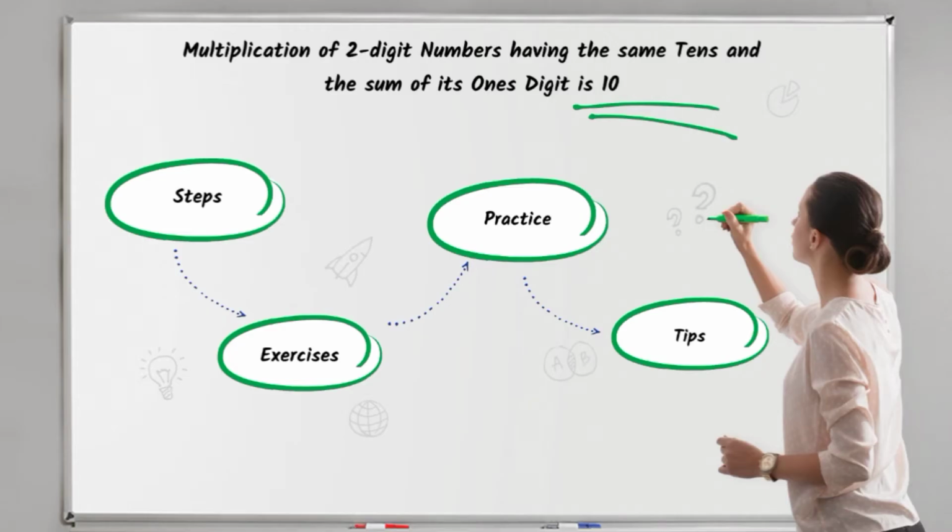In today's video, I will show you how to multiply any two-digit numbers having the same tens digit and the sum of its ones digits is 10. Again, the tens digits are the same and the sum of the ones digits is 10. So without further ado, let's begin.